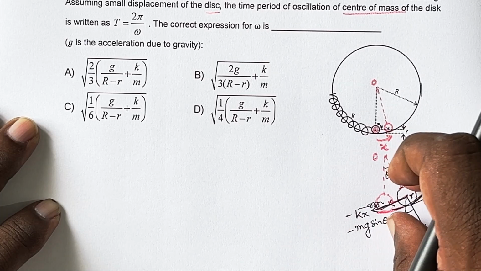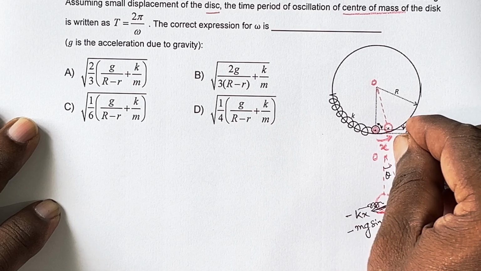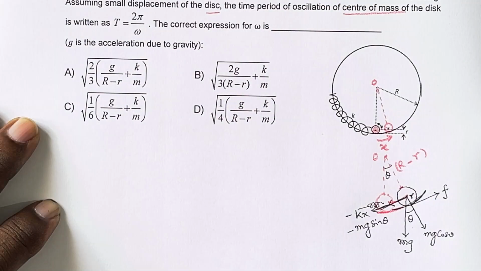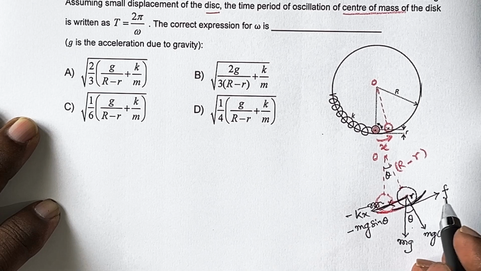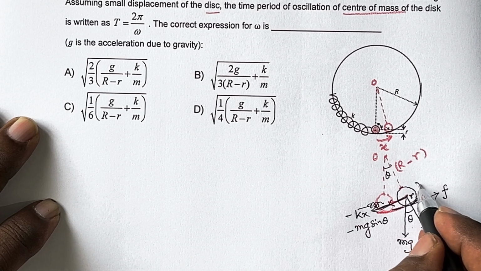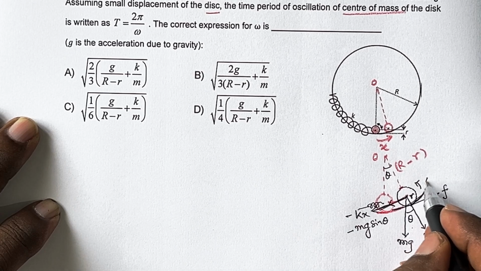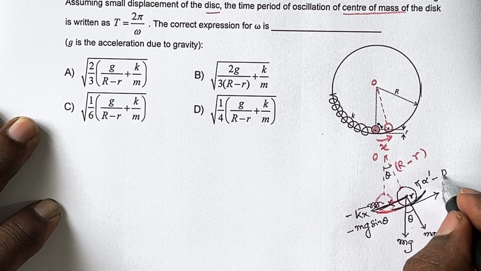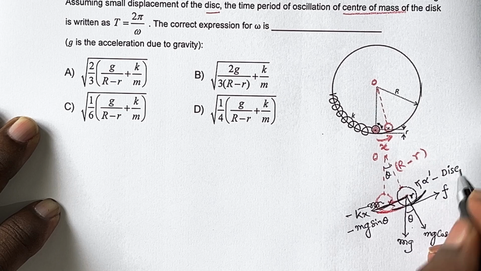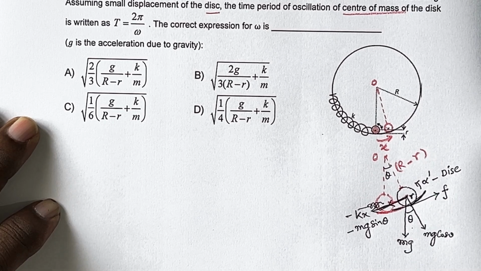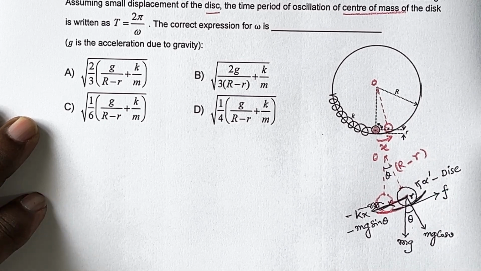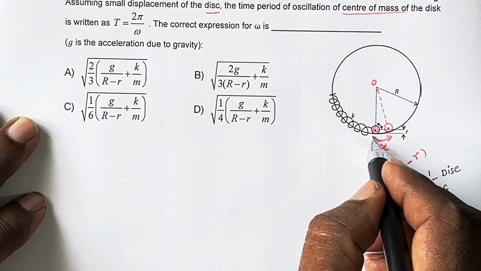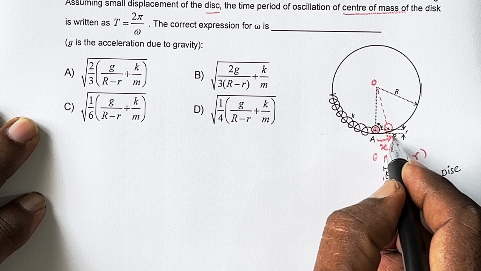After displacing, if I leave the disc, it goes on like this and comes down like this. The angular acceleration of the disc is alpha dash. These are the physical quantities relating to the disc which is displaced from position A to position B.